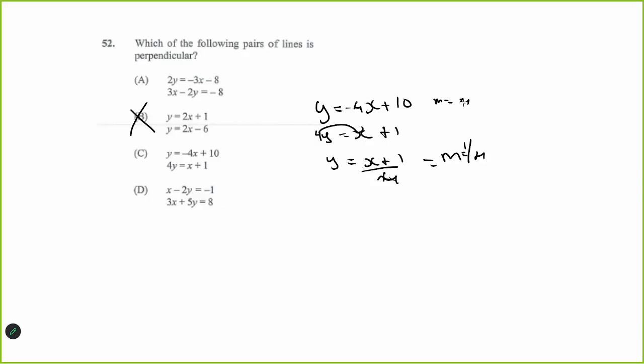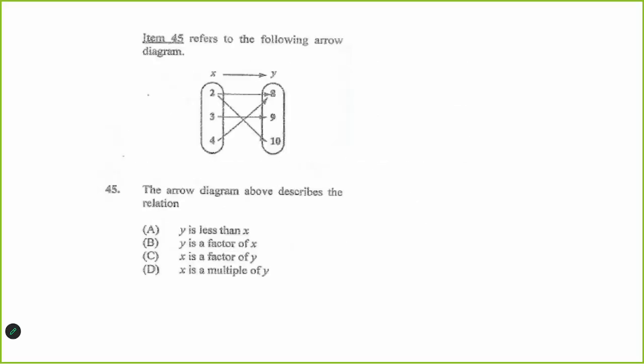Right? So we have negative a quarter by a quarter. Am I getting negative 1? I am, so the answer is C. That is the end of June 2019. Let's look at January 2019.